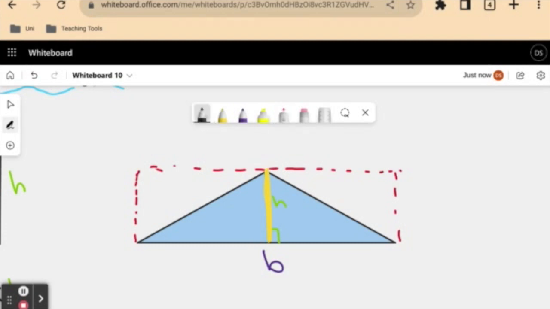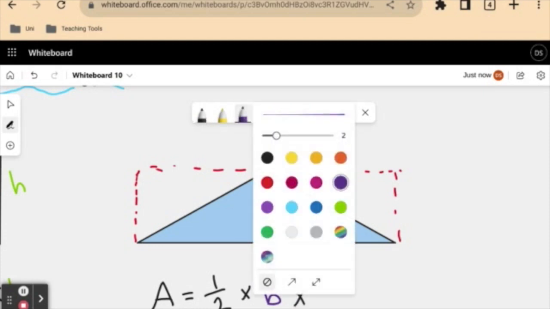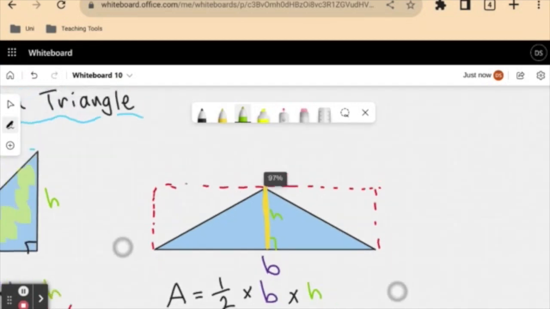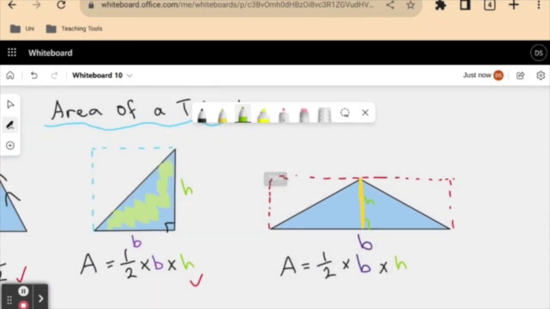So once again, our area is a half lots of base multiplied by height. And that is the formula for the area of a triangle.